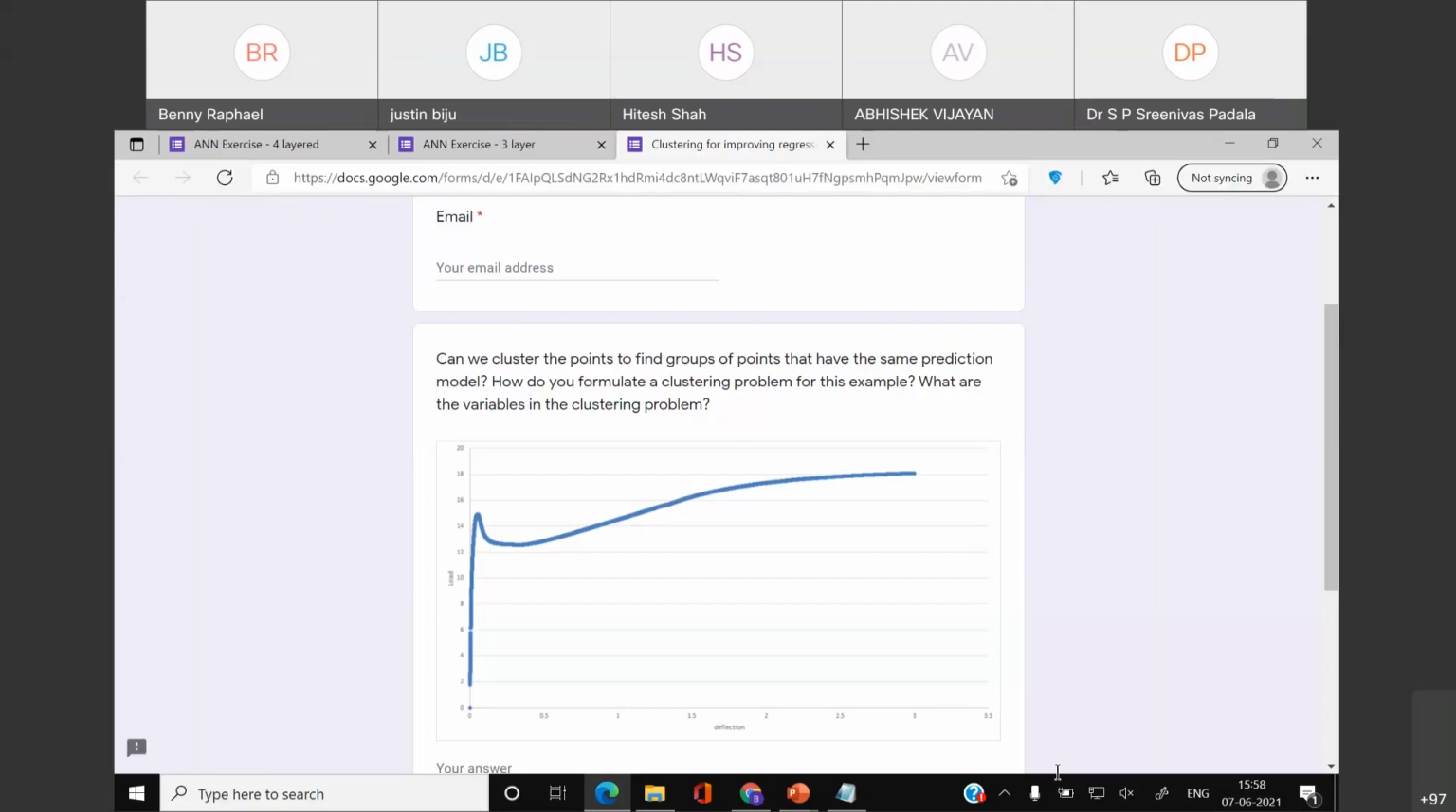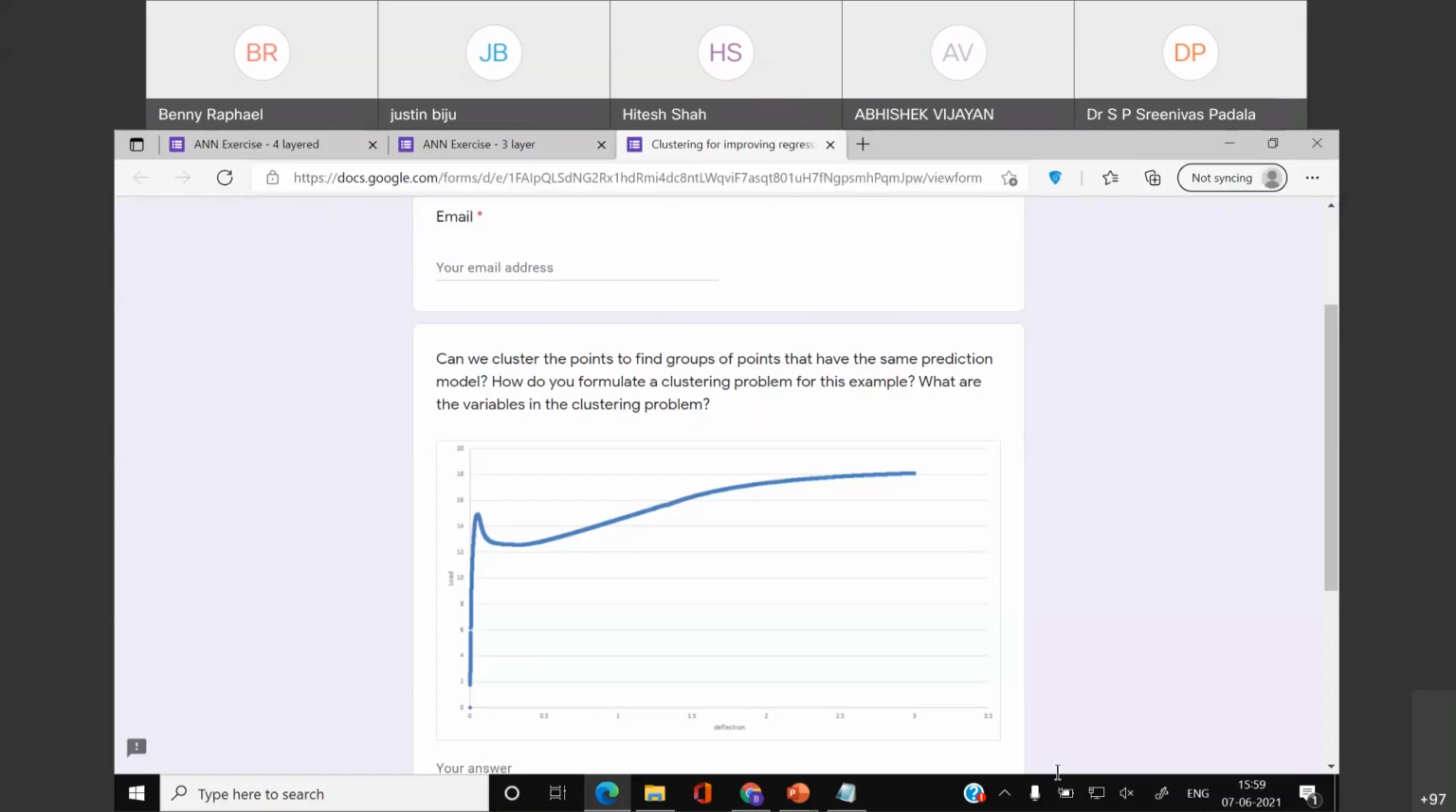Okay, so let me look at your answers. Some of you have used your own heuristics to form the cluster, but that's not how it works. In a clustering problem, you need to define what the variables are, and you cannot say region until yield load and all that. That's not how you define a clustering problem.